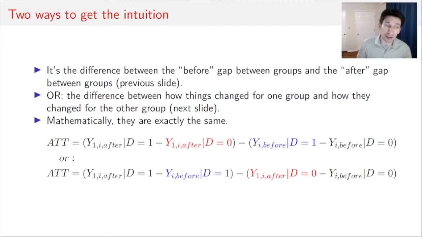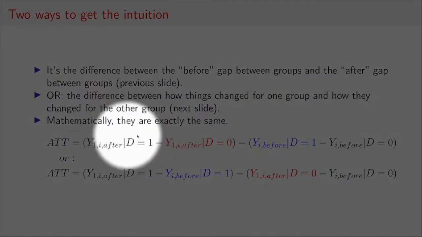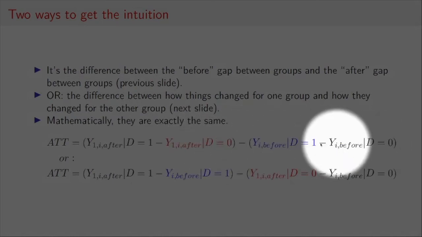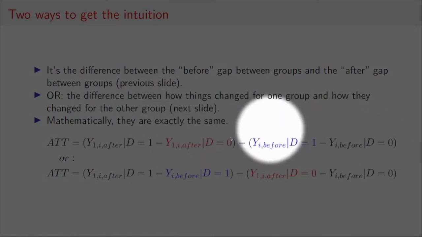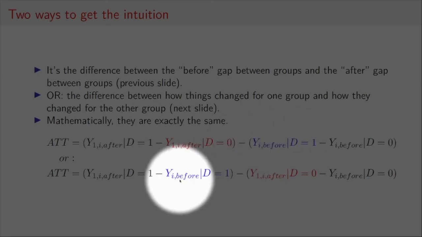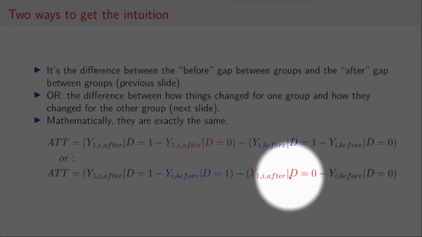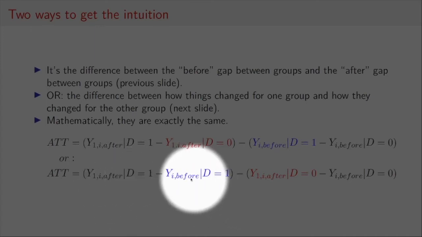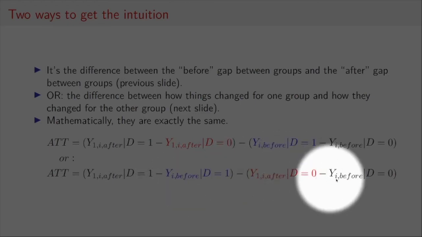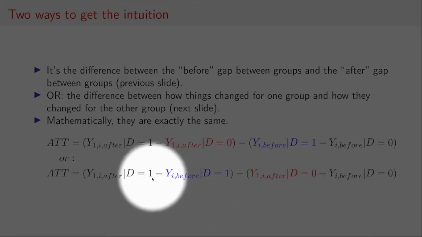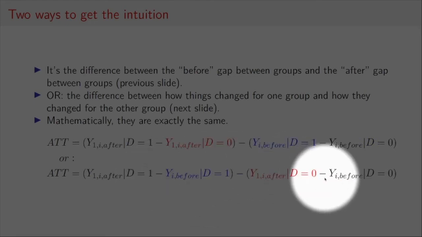Mathematically, those are exactly the same. So here, your difference in difference is the after gap minus the before gap. This is the difference in those two differences, but equivalently, if you just move the blue item here and the red item here without changing their signs, you've reinterpreted this as the difference that happened for the first group between before and after, and the difference between before and after for the second group. And so this is also the difference in the differences, but it's reversed.